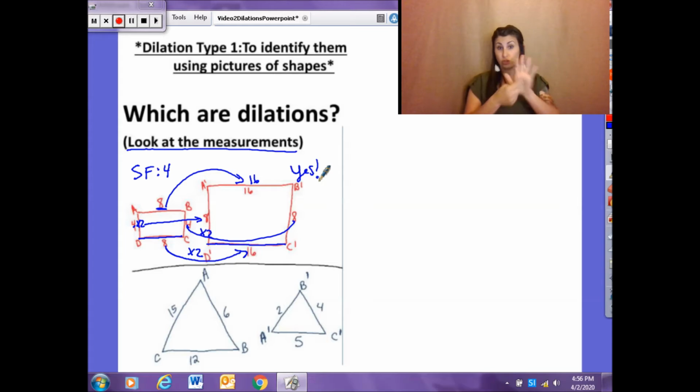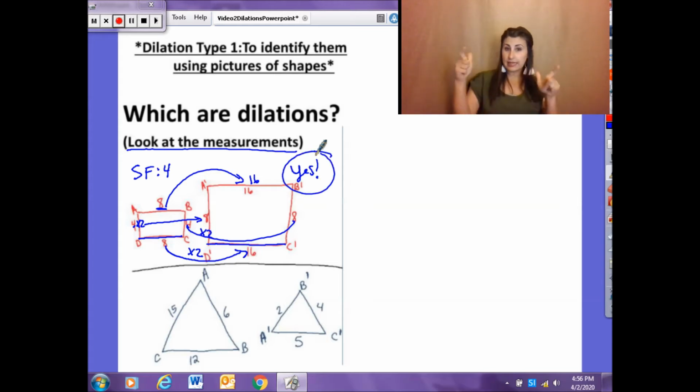This shows a dilation. This is a dilation because it's proportional. It's the same scale factor on all sides. Whatever I multiply by is the same number all the way around.